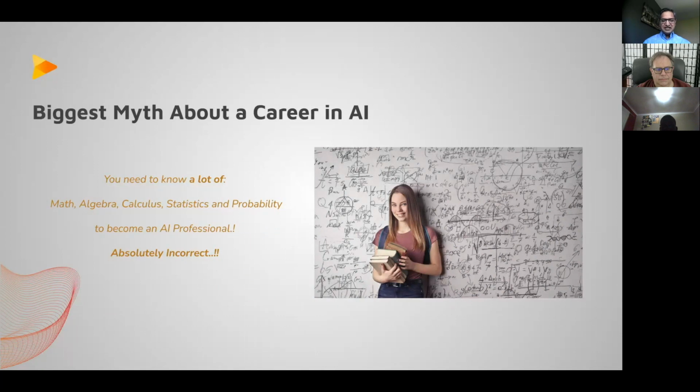So I've dedicated a separate slide here just to emphasize the concept that the biggest myth about a career in AI is that you need to know a lot of math, algebra, calculus, statistics, and probability to become an AI professional. And this is absolutely incorrect. You need to know just the building blocks of AI to do a lot of roles, but you do not necessarily have to have a great mathematical, algebra or calculus understanding to do the job and to make an impactful contribution in this field.